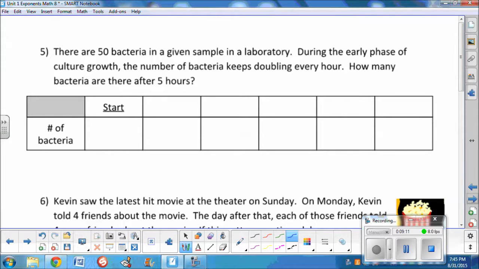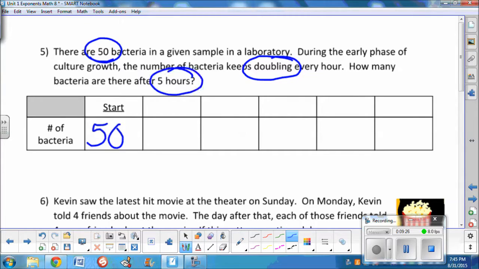We're going to start out with, okay, how many do we start with? We start with 50 bacteria. Okay. And it says, let's look for what our multiplier is, doubling. So we're multiplying by 2. And they want to know after 5 hours. So 1 hour, 2, 3 hours, 4, 5 hours.